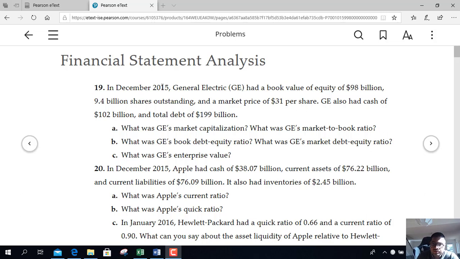Hi everyone and welcome to chapter 2 ratios problem recording. So we're going to solve a bunch of problems and discuss the solutions.